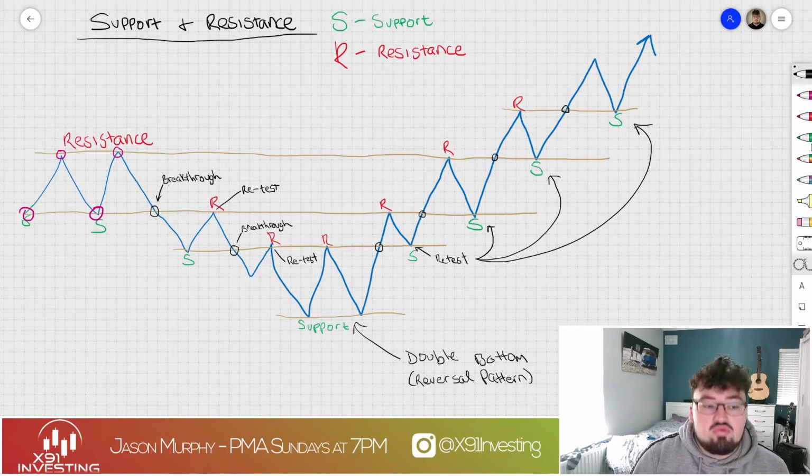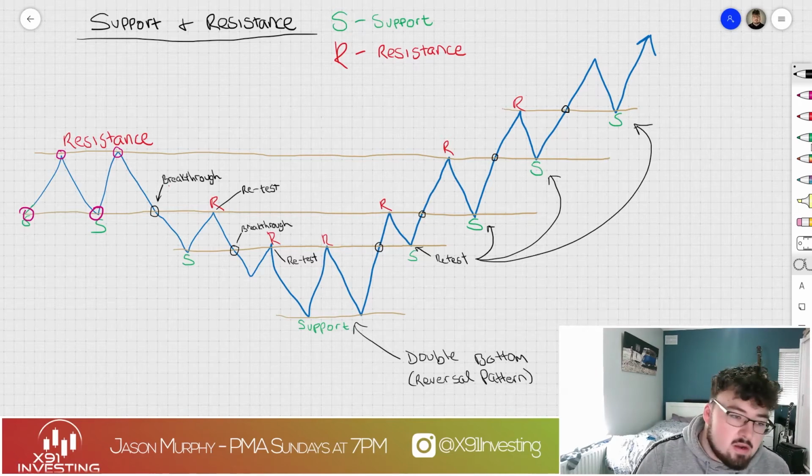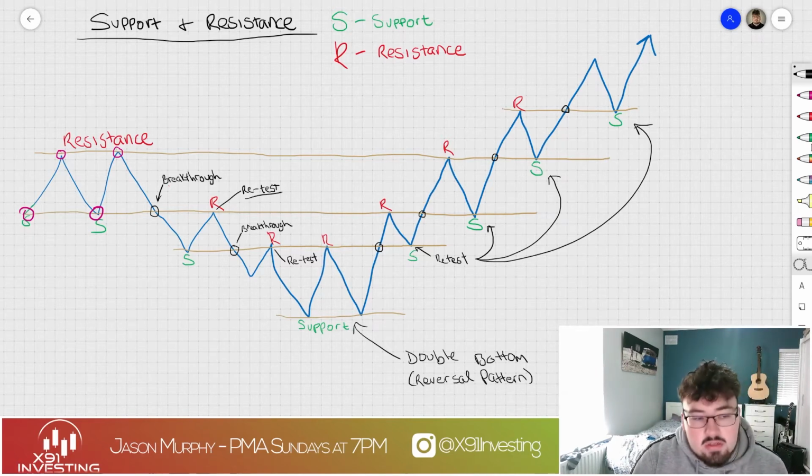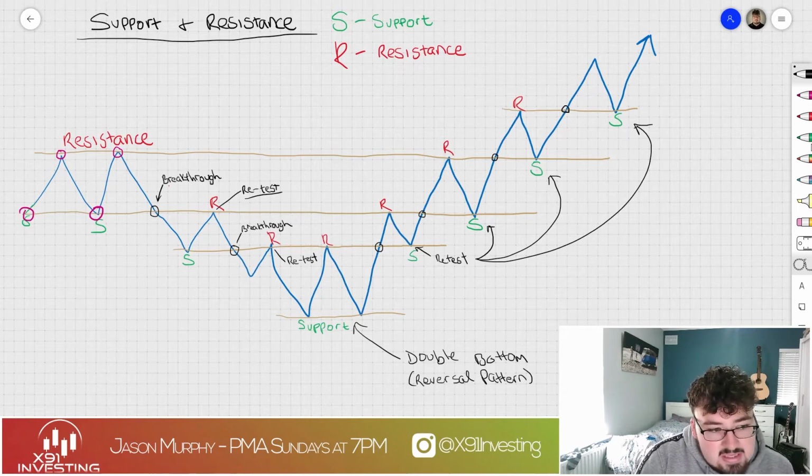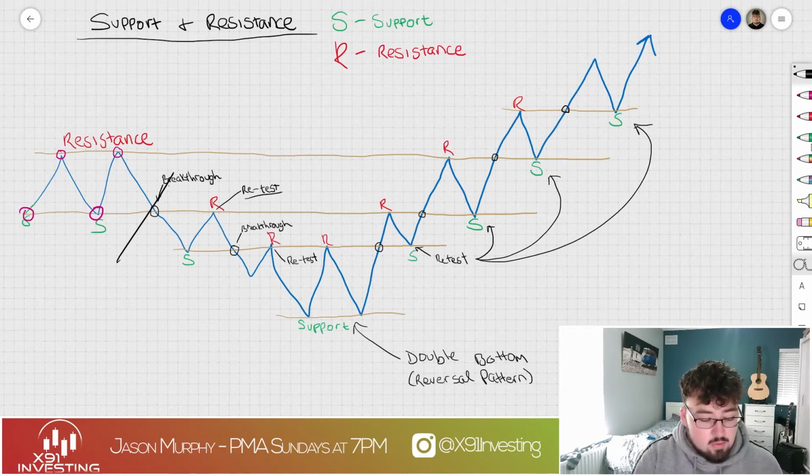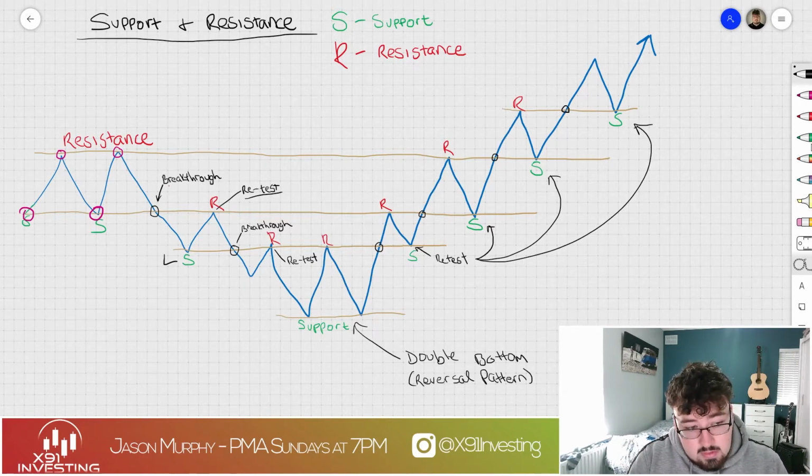So price came down, retested. The R here means resistance, not retest. I have retest written here. So there's a retest of that level. So it's been support in the past. Support was broken, so we've had just a break of support there, and it's come down through, created a new low. There's a new low in this location.